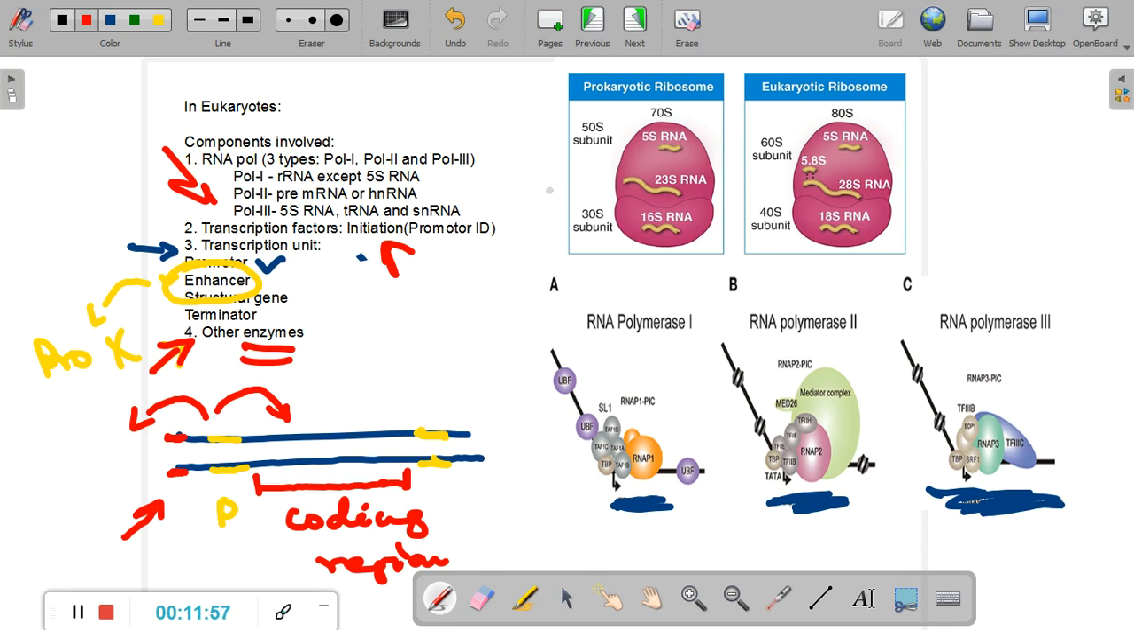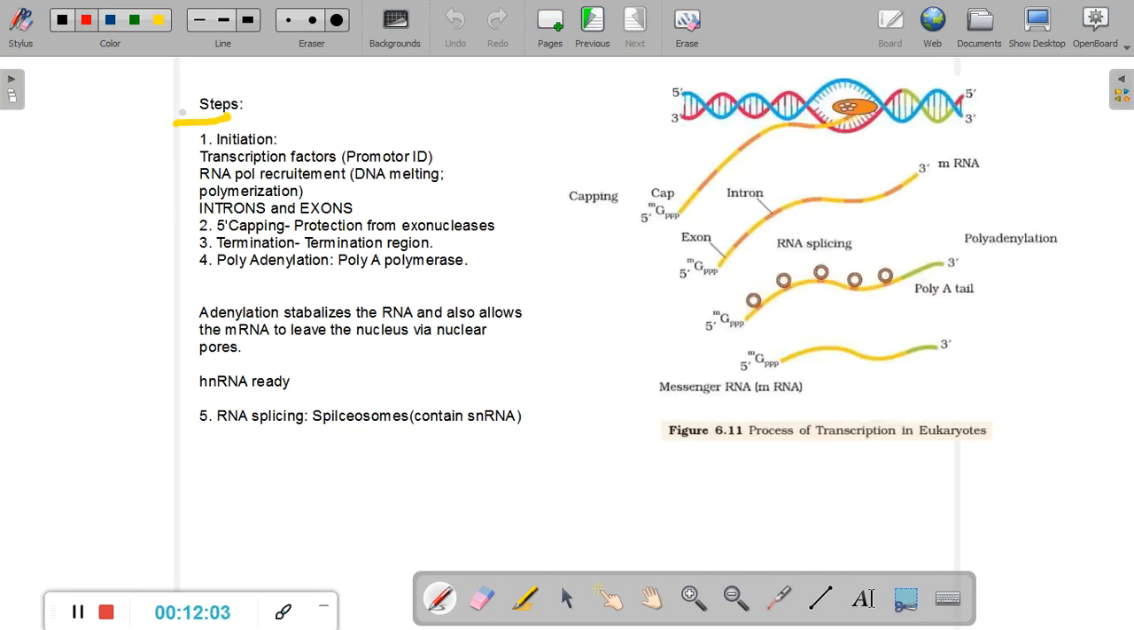Now, having spoken about the components involved in transcription in eukaryotes, we will proceed further and look at the different steps involved. In the process of transcription in eukaryotes, there are 5 steps, not 3. The first step here is initiation. The second step is elongation, and capping is a part of elongation. I have by mistake written it here as capping, but the second step is elongation, so there is nothing to bother yourself about.